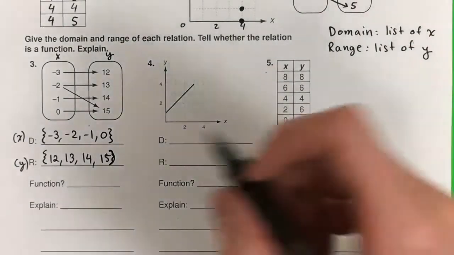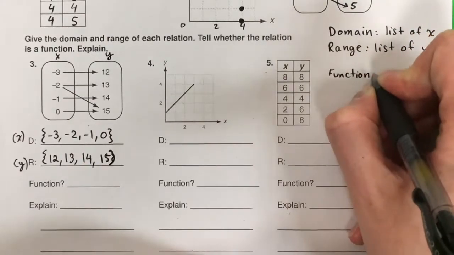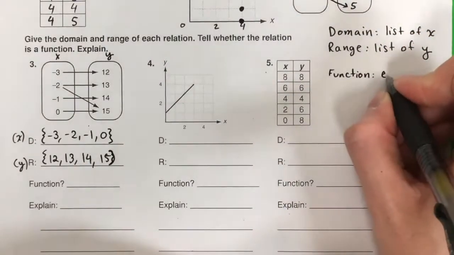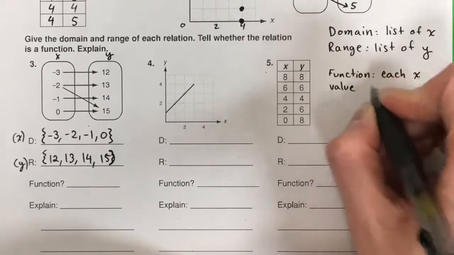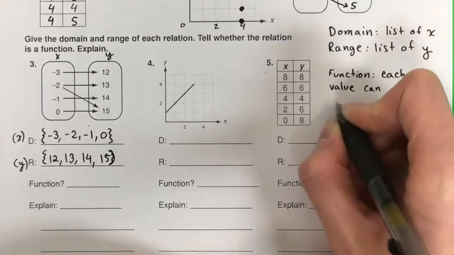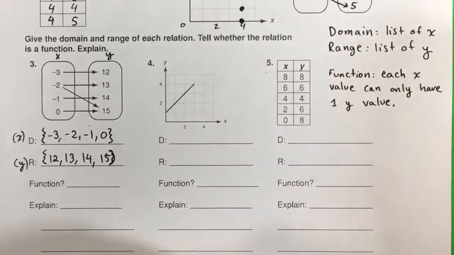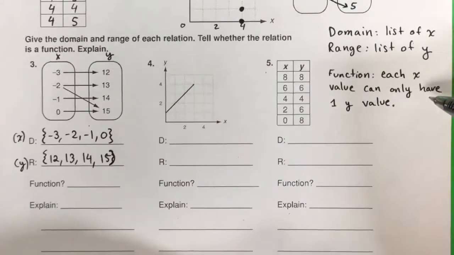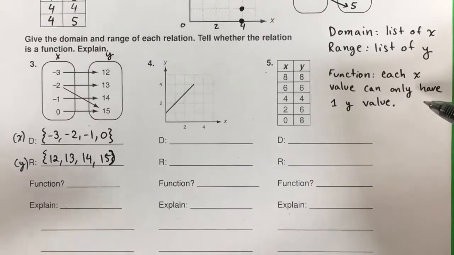Is this a function? Okay, so let me tell you about a function. For a function, each x value can only have one y value. So each x can have only one y partner. Okay, cada x puede tener solo un número por y, solo una pareja de y.